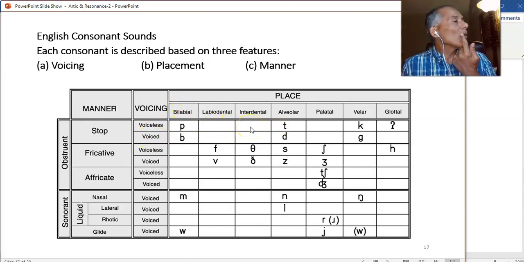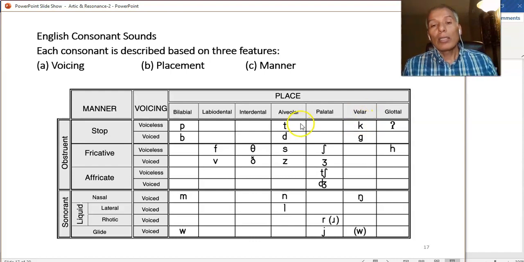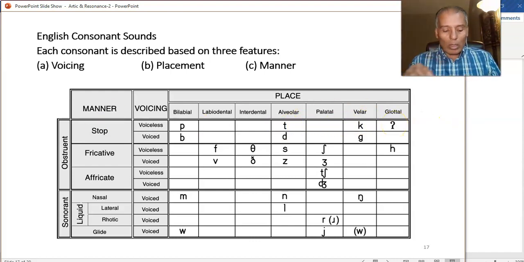Then you go down into the oral cavity and you find the next 2 stops are T and D. So T is a voiceless alveolar stop. D as in kid is a voiced alveolar stop. K: now the velum interacts with the back of the tongue, and as you keep going from front to back, you go to the K, and it will be a voiceless velar stop. G is the same except that G is voiced.